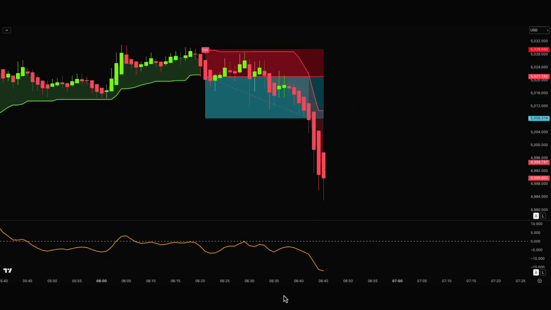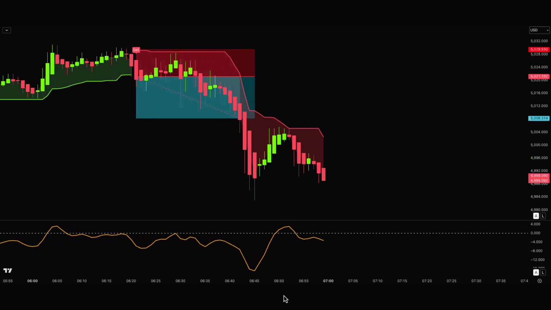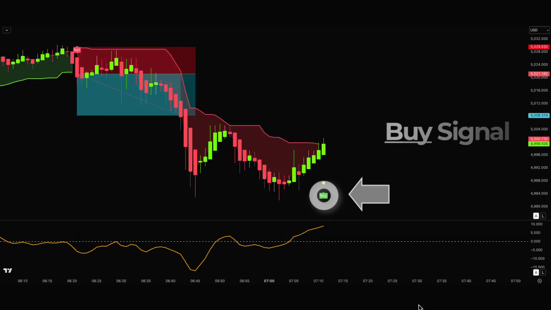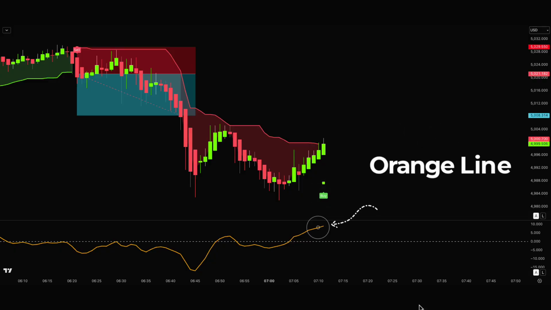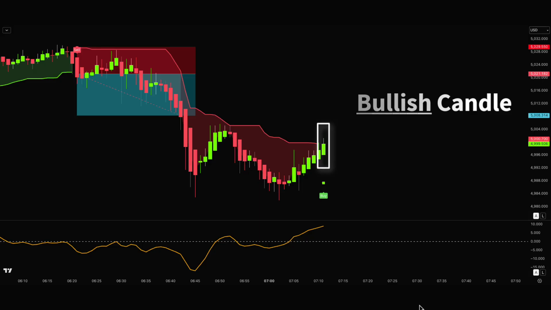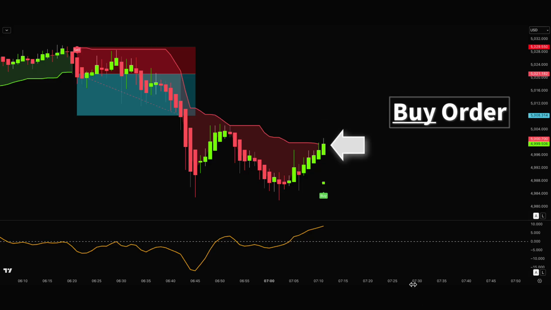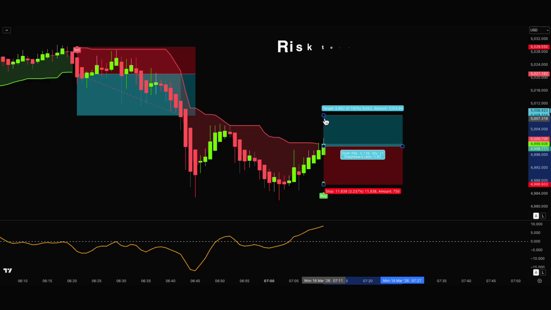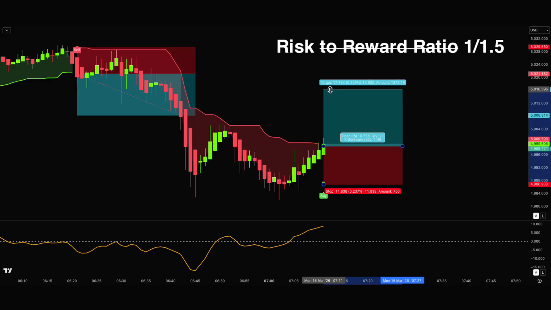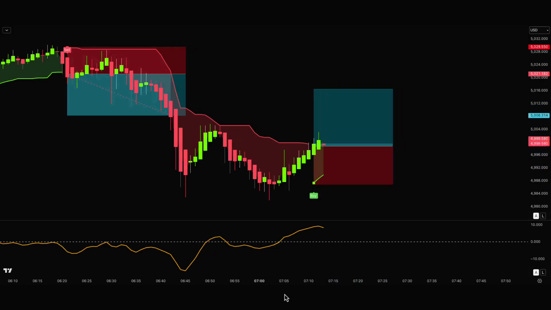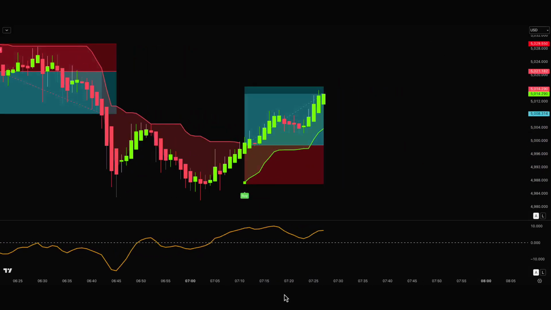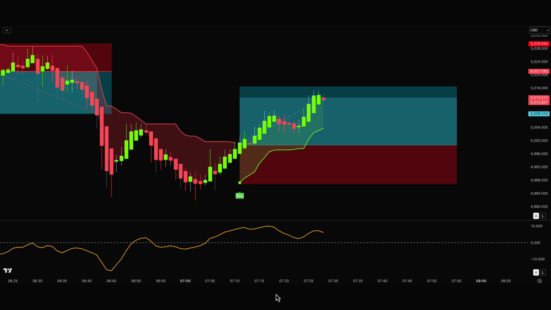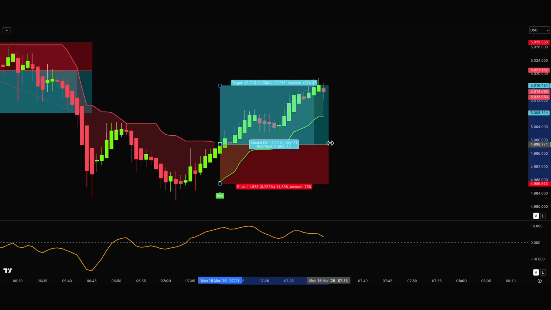Let us now understand the long position. When the Trading Goal indicator gives a buy signal, the orange line of MACD Leader should be above the 0 line, and the market forms a bullish candle. If these conditions are fulfilled, then we will place a buy order. Our stop loss is to be placed at the green box, and the risk to reward ratio will be 1:1.5. The market has completely hit the target.